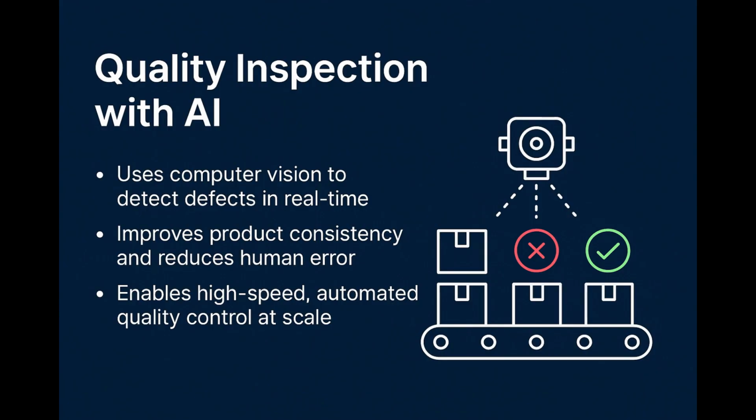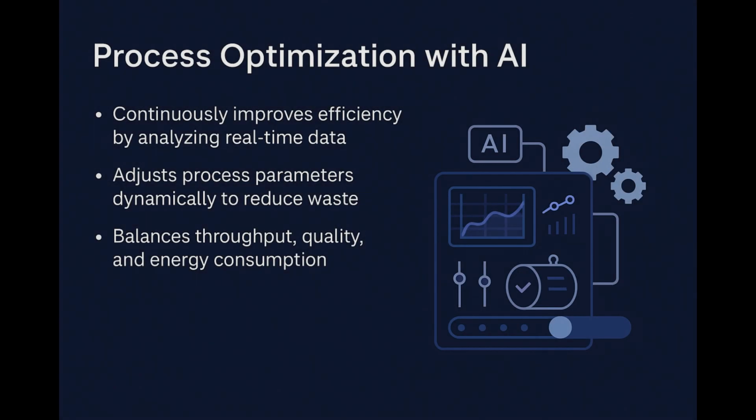And because these systems continuously learn and improve, they adapt to changes in design, materials, or production conditions. The result is better product quality, lower scrap rates, and faster response to process deviations, all without adding labor. In many industrial processes, even small improvements in efficiency can lead to significant gains in output and cost savings.